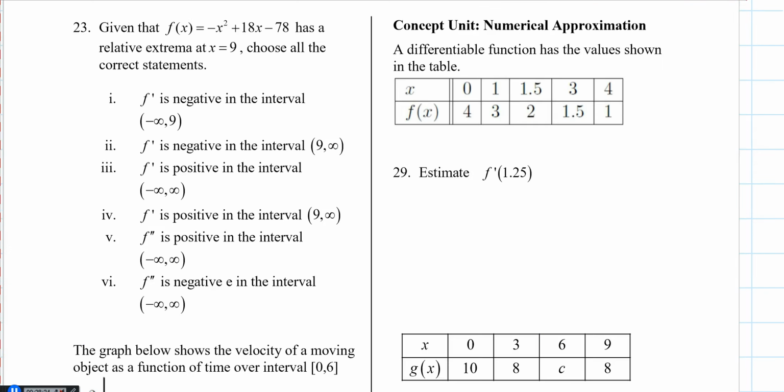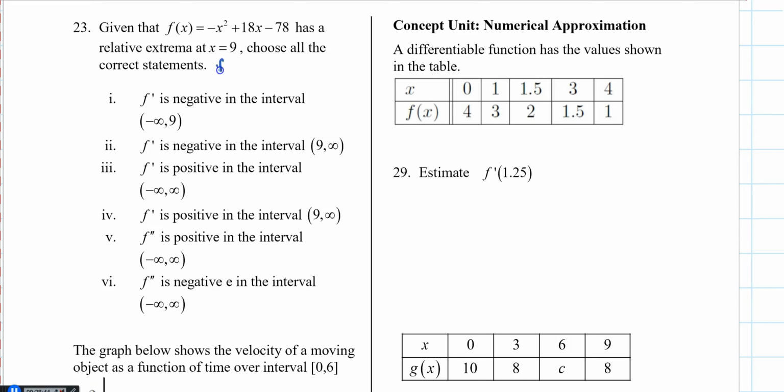All right, last page, number 23. Given that f is defined as -x squared plus 18x minus 78, and it has a relative extrema at 9, choose all correct statements. Well, it'd be nice if we could figure out if that extrema was a max or a min.